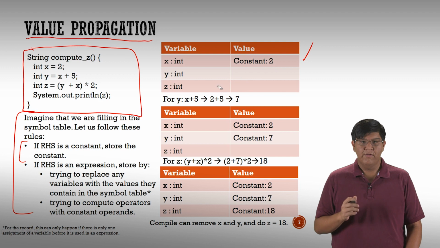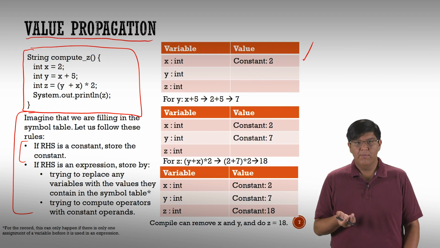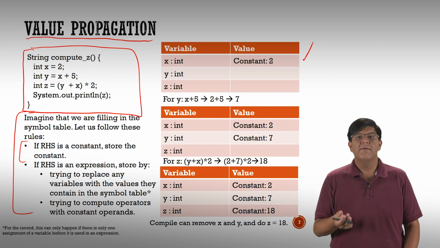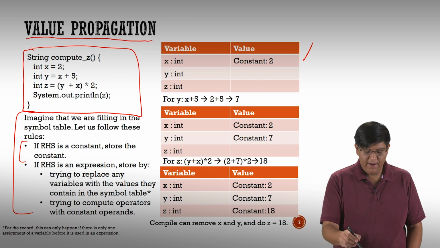We want to basically say the following: before I store that into the symbol table, check to see whether there are any variables in the symbol table that have values which are constants, and which are used in that expression. So I have x plus 5. Hey, x does exist in my symbol table. X's value is a constant, it's a 2. Maybe I can substitute it in there. And so my x plus 5 actually becomes 2 plus 5.